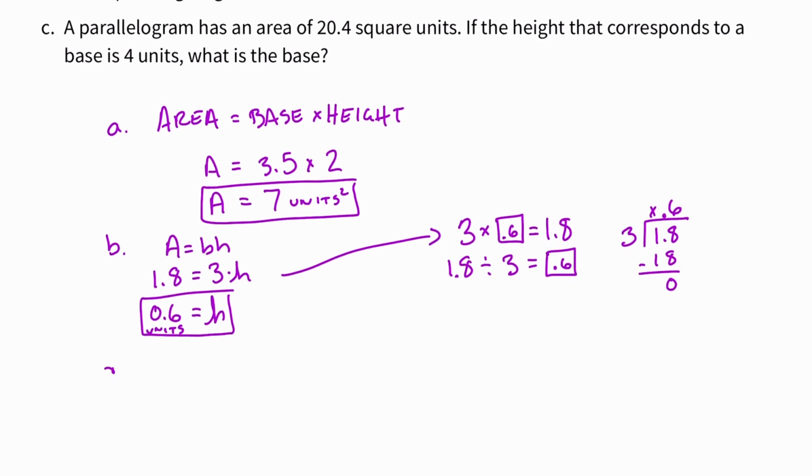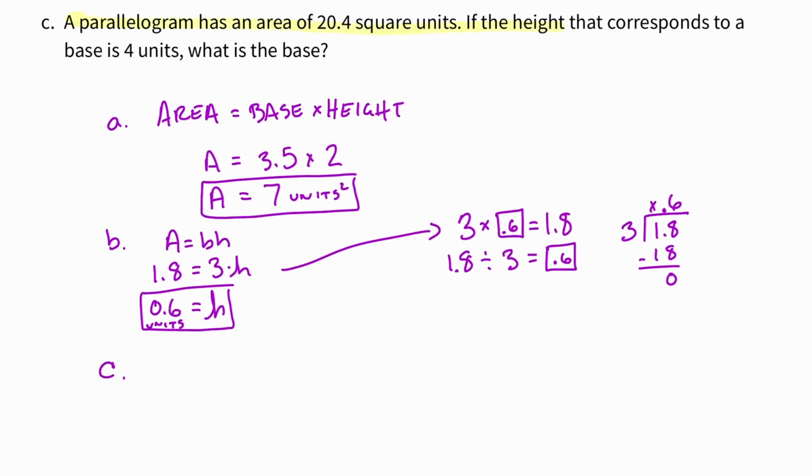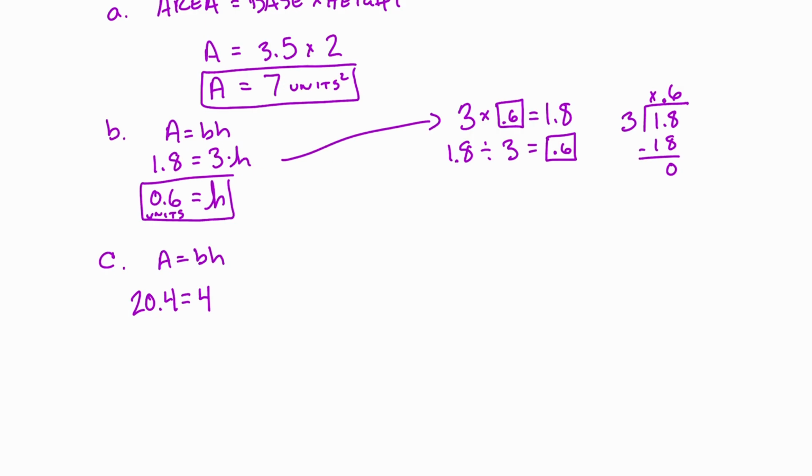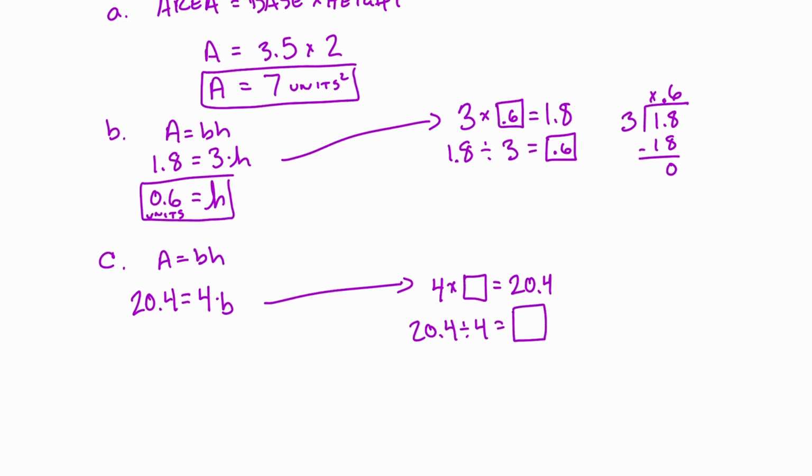And C, a parallelogram has an area of 20.4 square units. If the height that corresponds to the base is 4 units, what is the base? So area, of course, equals base times height. 20.4 for the area, the height is 4, and the base is what's missing. So we're going to do the same thing. 4 times what number is 20.4? We can find that by taking 20.4 and dividing it by 4 to get that number.